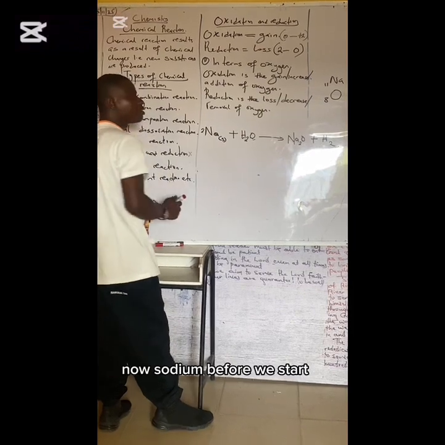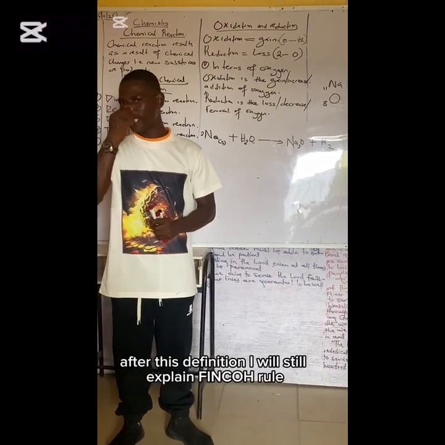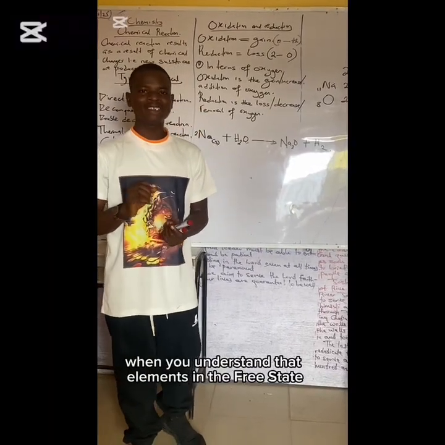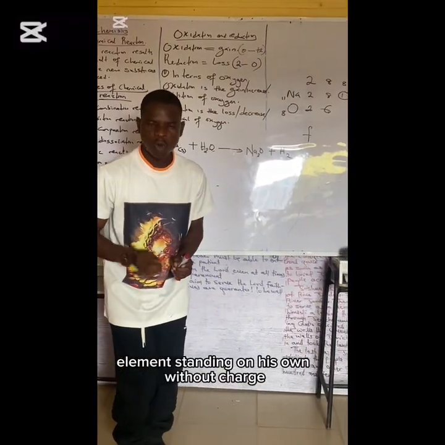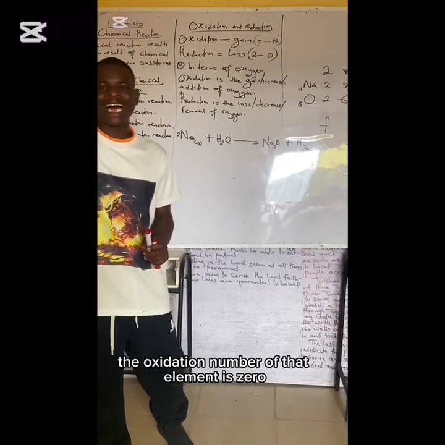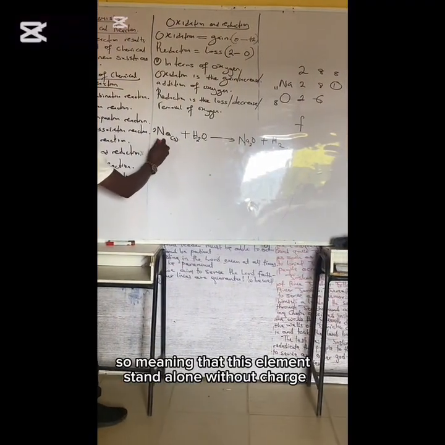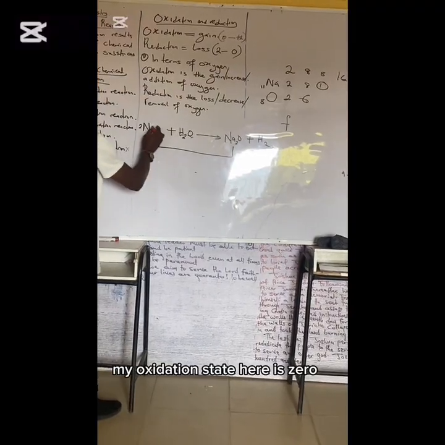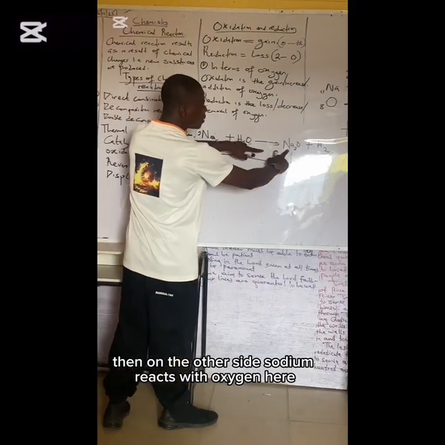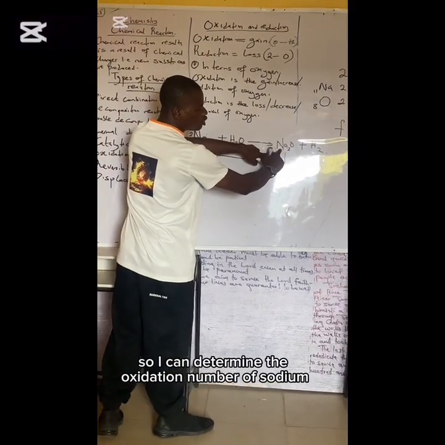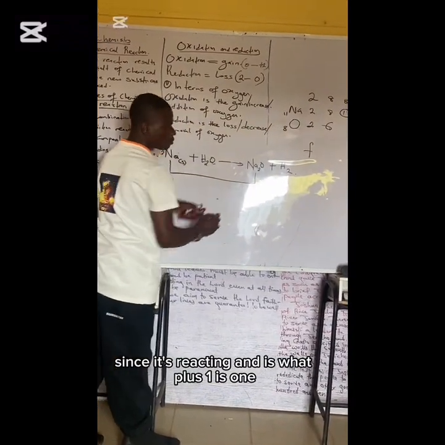Sodium. Before we start, if an element stands on its own, after this definition, I will still explain the NECO rules. When you understand that an element in the free state, an element standing on its own without charge, the oxidation number of that element is 0. So meaning that this element stands alone without charge, my oxidation state here is 0 because it's not having any charge. Then on the other side, sodium reacts with oxygen here. So I can determine the oxidation number of sodium since it's reacting. And it's plus 1.